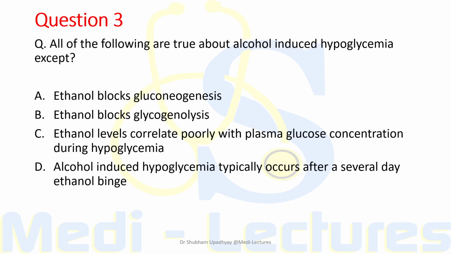All of the following are true about alcohol-induced hypoglycemia except: ethanol blocks gluconeogenesis, it is true. Ethanol blocks glycogenolysis, it is false. Ethanol levels correlate poorly with plasma glucose concentration during hypoglycemia, this is true, because chronic alcoholism, that is binge for several days, will lead to hypoglycemia, not acute alcohol intake. Alcohol-induced hypoglycemia typically occurs after a several-day ethanol binge, this is also true. So the correct answer will be option B.